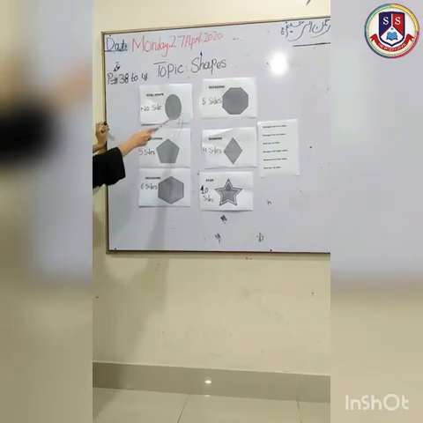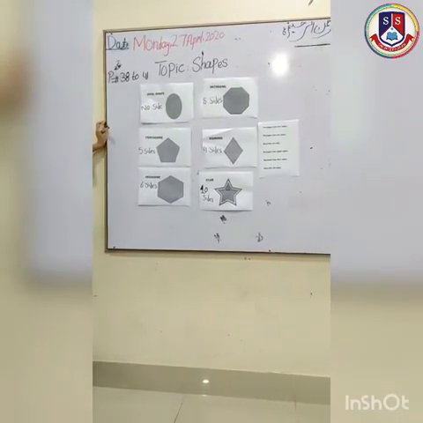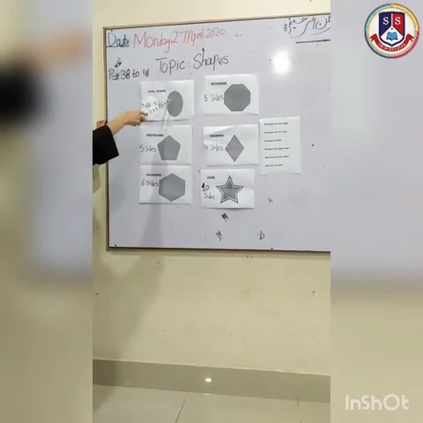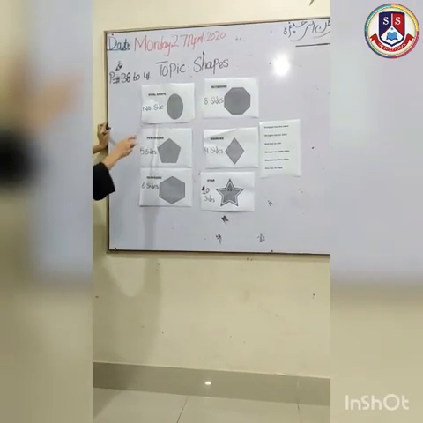Oval has no sides. And sides are mentioned for straight lines, but an oval is not straight, so it has no sides. Oval shape has no side.